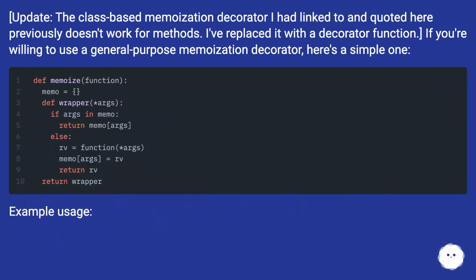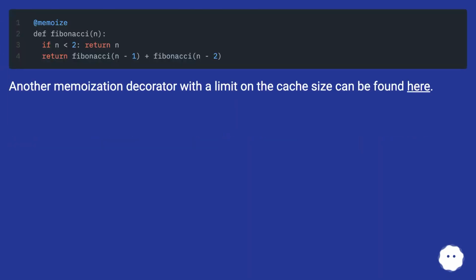Update: the class-based memoization decorator I had linked to and quoted here previously doesn't work for methods. I've replaced it with a decorator function. If you're willing to use a general-purpose memoization decorator, here's a simple one. Example usage. Another memoization decorator with a limit on the cache size can be found here.